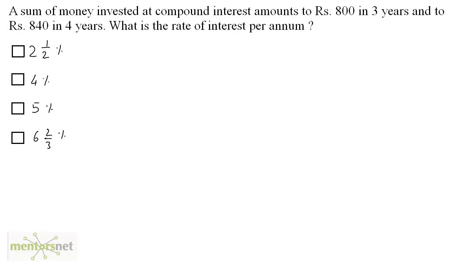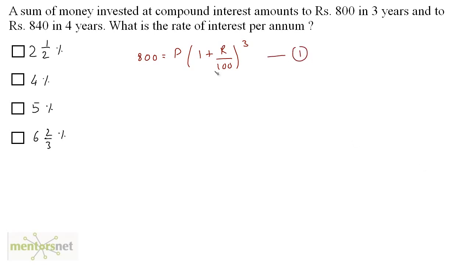A sum of money invested at compound interest amounts to rupees 800 in 3 years and to rupees 840 in 4 years. What is the rate of interest per annum? Well, we know the formula for compound interest, which is A equals P into 1 plus R upon 100 raised to N. In the first case, the amount is 800, so it equals the principal amount, which we don't know, into 1 plus R upon 100 raised to N, and in the first case it is 3 years. So this is equation 1.